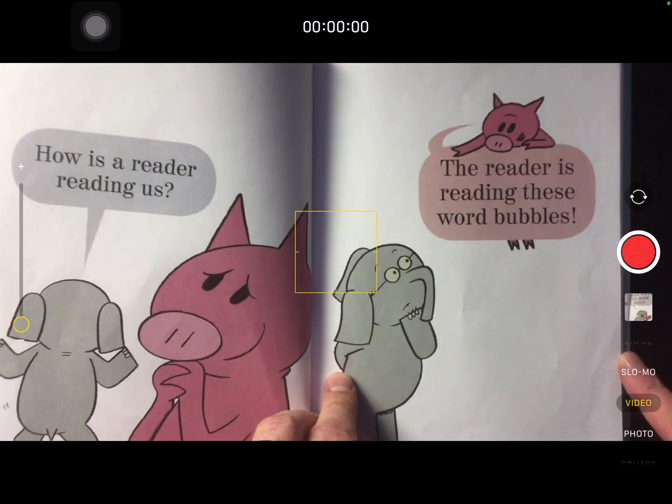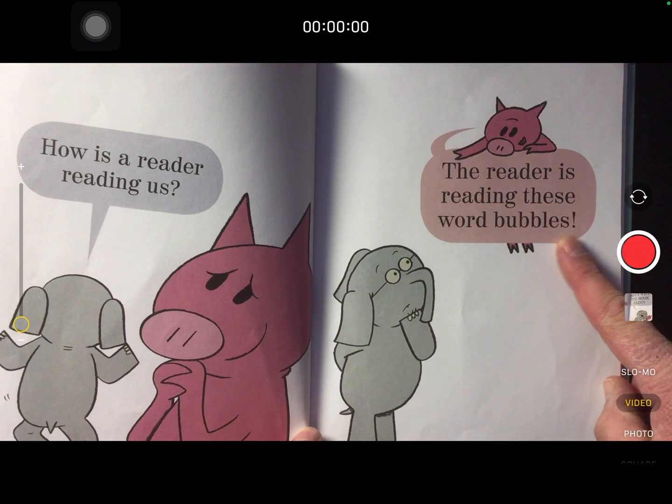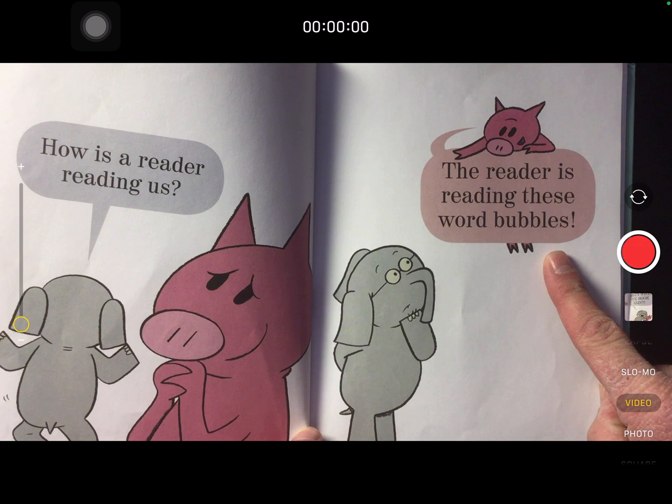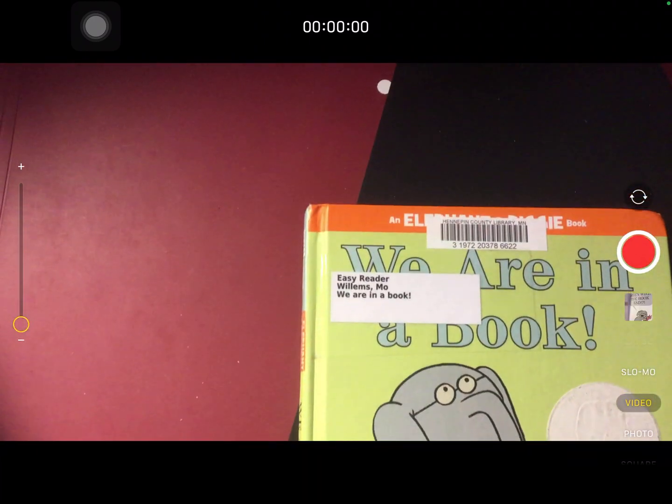The reader is reading these word bubbles. So again, word bubbles is how we know someone is talking in a comic book or in a picture book. But that's not the only way to show dialogue. Well, what is dialogue? I'm going to show you that right now.